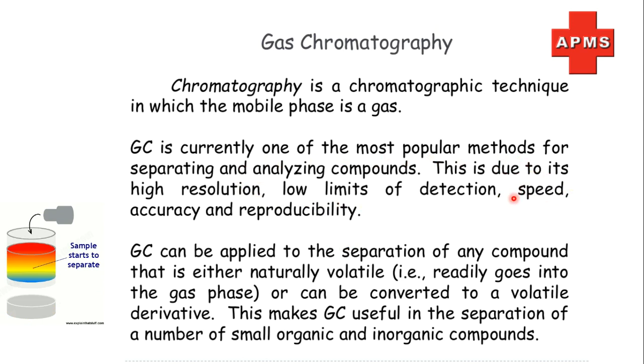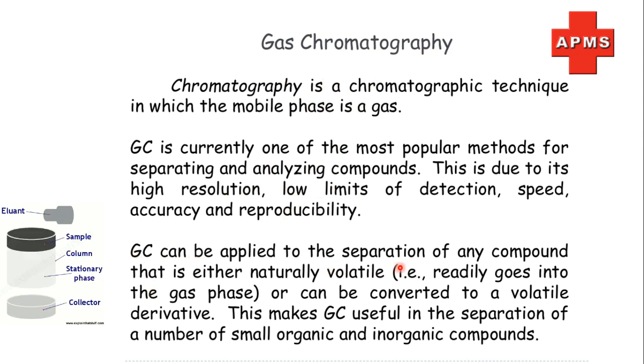Now speed, as we discussed earlier, means the experiment is completed within a few minutes. Accuracy and reproducibility means we get accurate results, and if we repeat the same experiment many times, we get the same results. That is called reproducibility. So in gas chromatography, for the same sample we get the same results every time. So this technique is reproducible.